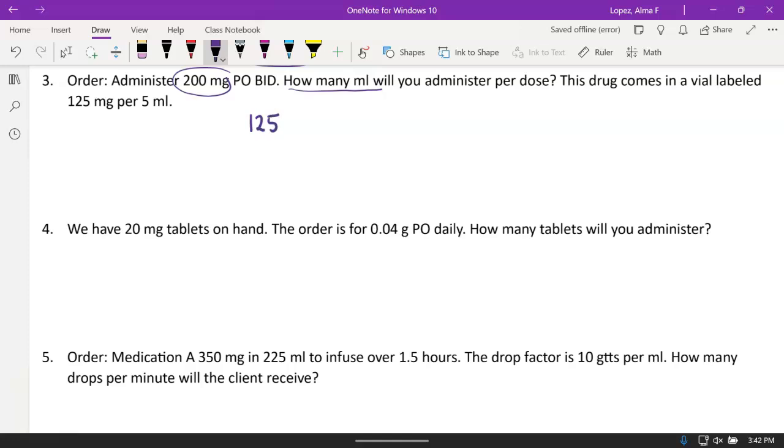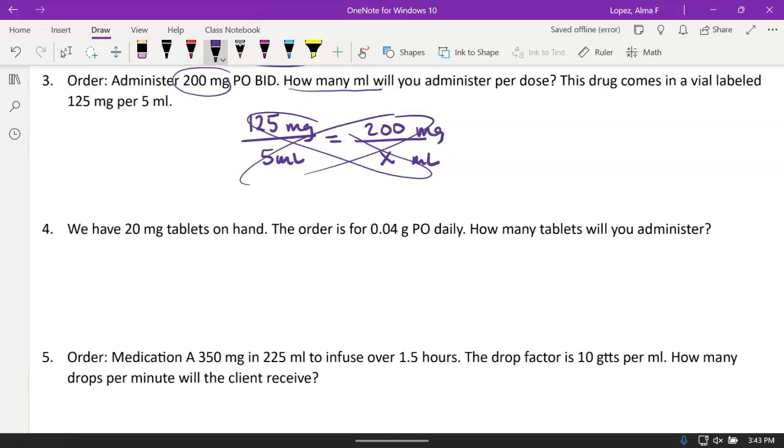So you're going to write that in a ratio, 125 milligrams per 5 milliliters. Copy your units over and then put the order in. The order, or 1 dose, was 200 milligrams. So that means we're looking for milliliters. We're going to multiply down the 2 diagonals and set them equal to each other. So we're going to get 125x equals 1,000. After dividing both sides by 125, our x will be equal to 8.